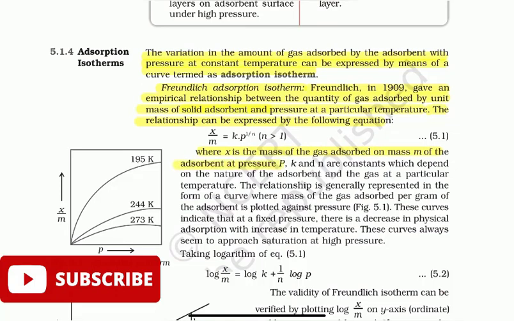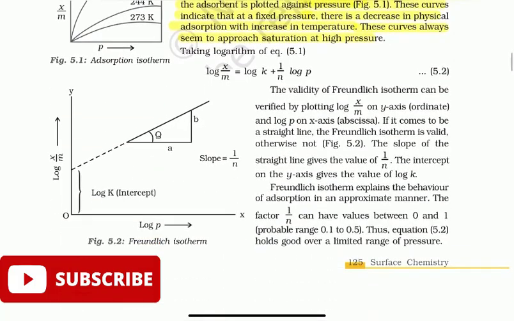at pressure P. K and n are constants which depend on the nature of the adsorbent and the gas at a particular temperature. The relationship is generally represented in the form of a curve, where the mass of the gas adsorbed per gram of the adsorbent is plotted against pressure. These curves indicate that at fixed pressure there is a decrease in physical adsorption with increase in temperature. These curves always seem to approach saturation at high pressure.